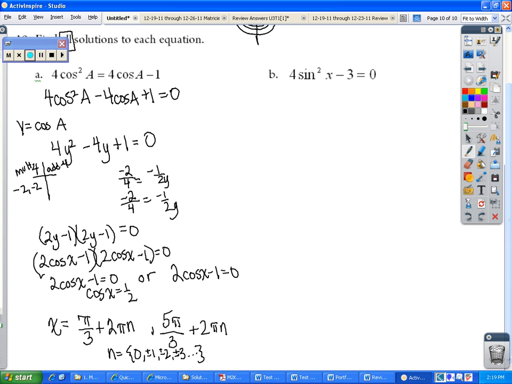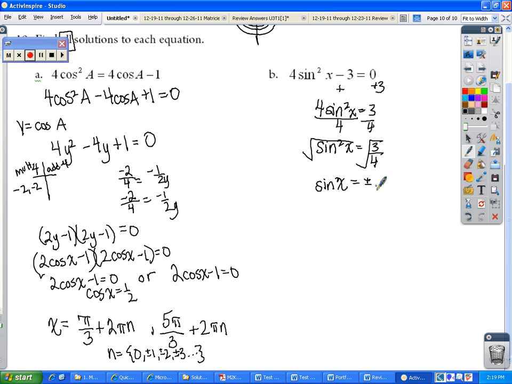So then for the next one, I'm looking at 4 sine squared x minus 3. And for this one, notice I only have a sine squared. I don't have a sine squared and a sine. So I can actually go ahead and add 3 to both sides for this one and take the square root. So 4 sine squared x equals 3. Divide both sides by 4. Sine squared x equals 3/4. Take the square root of both sides. And sine of x equals plus or minus root 3 over 2.